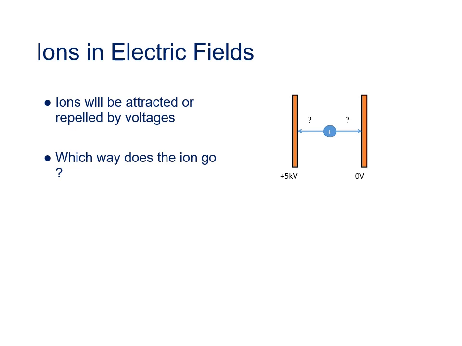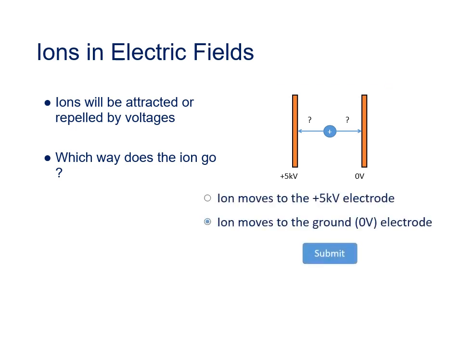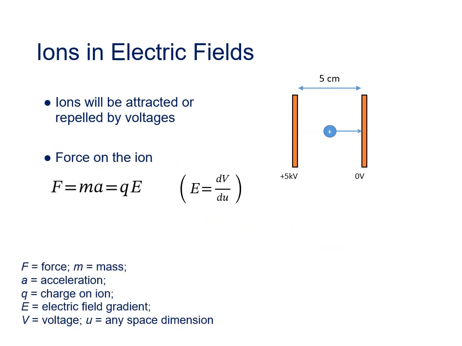Let's consider the use of electric fields in mass spectrometers first. Charged ions will be either attracted or repelled by voltages. So for example, if I put a positively charged ion between these two metal plates, where one's at 5 kilovolts and the other's at ground, which way will the ion move? So the positive ion is repelled by the positively charged electrode and accelerates towards the ground electrode.